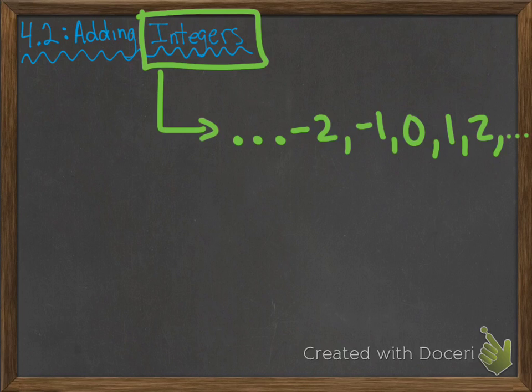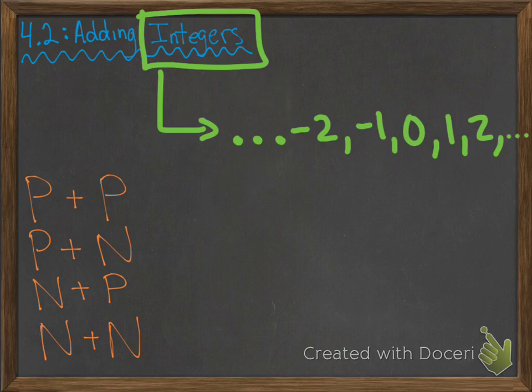So we're just talking about adding integers, and there's 4 combinations, all right? So we have a positive number plus a positive number, a positive number plus a negative number, a negative number plus a positive number, and a negative number plus a negative number. These are the only 4 ways that you can add integers. There's no fifth or sixth or whatever extra ways. This is all the combinations.